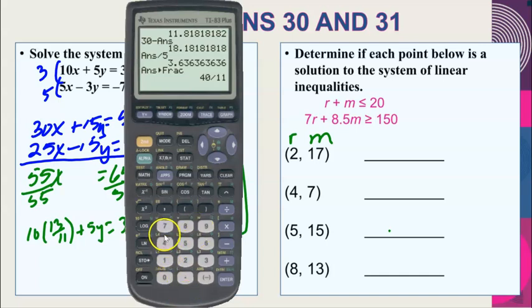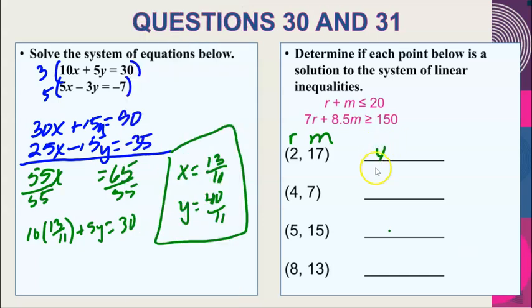Now if I did 7 times 2, that's 14, plus 8.5 times 17. That has to be greater than or equal to 150, which it does. So this is a solution.